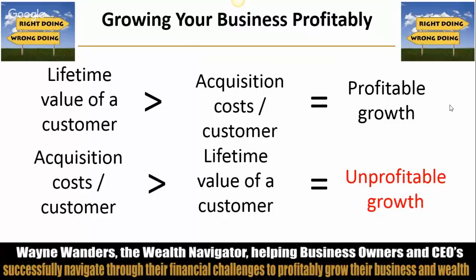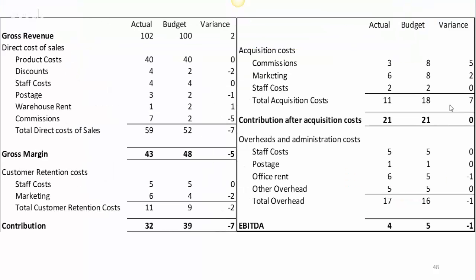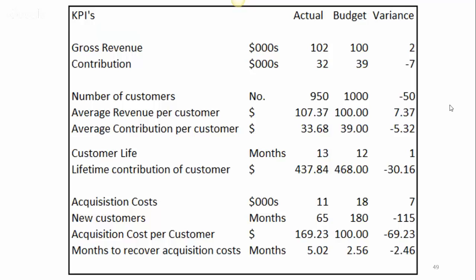So let's have a look at that last example, and we're going to put some KPIs against that. So let's have a look here. Now, our revenue is up, but our contribution's down. So we've already talked about that being a potential problem for the business. We've got less customers than we planned, so our average revenue per customer is up. That's a plus. But our contribution per customer is down.